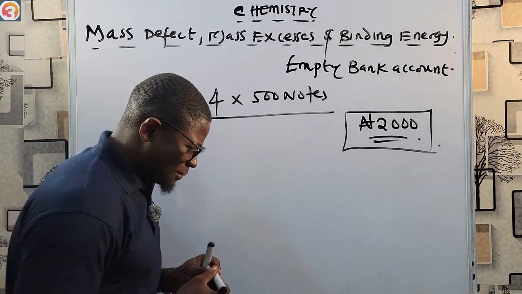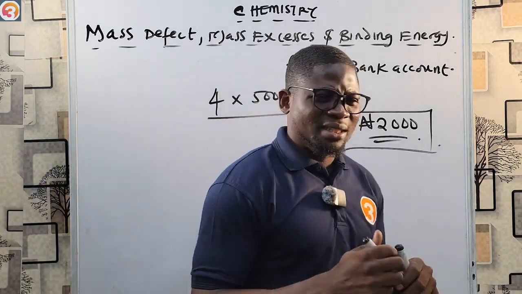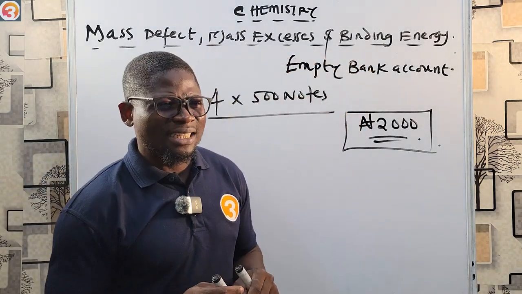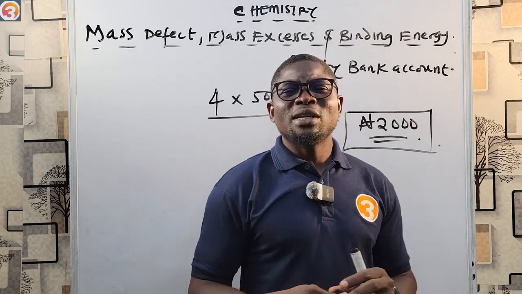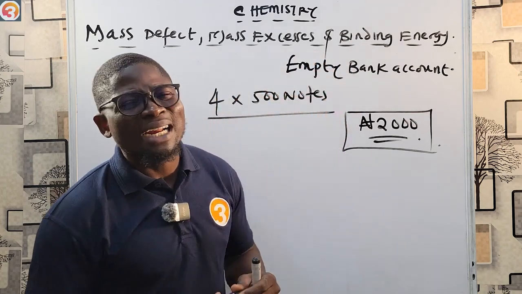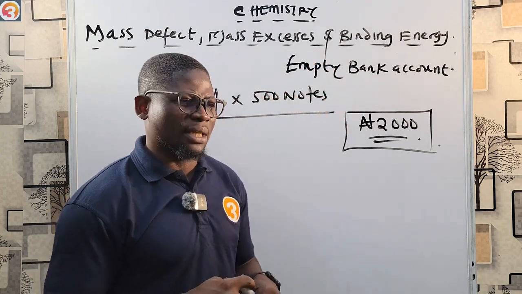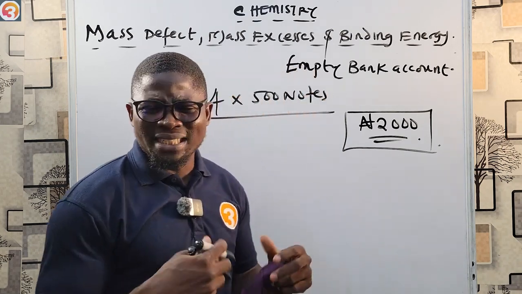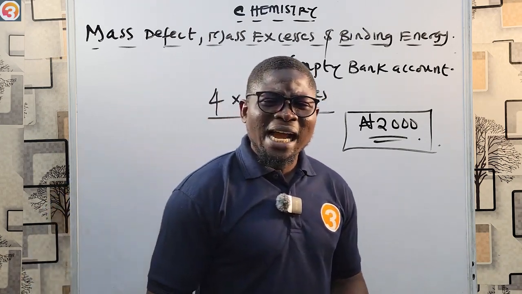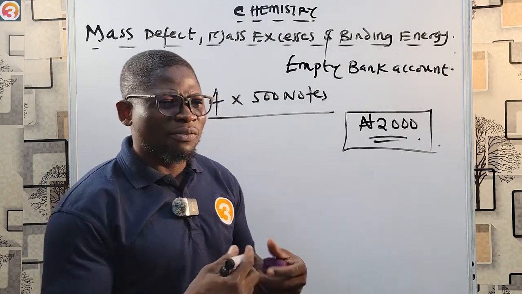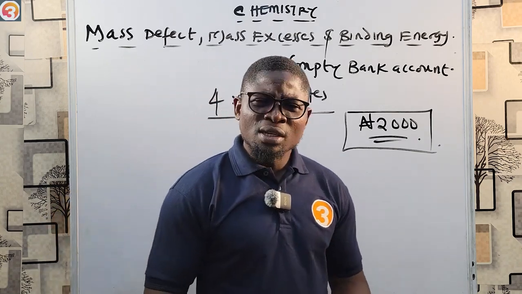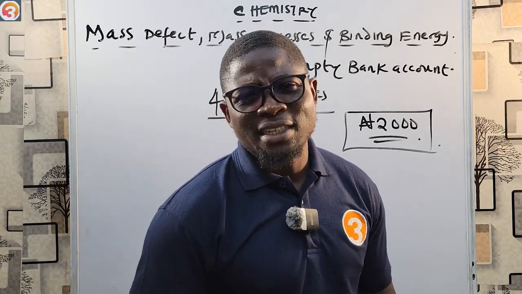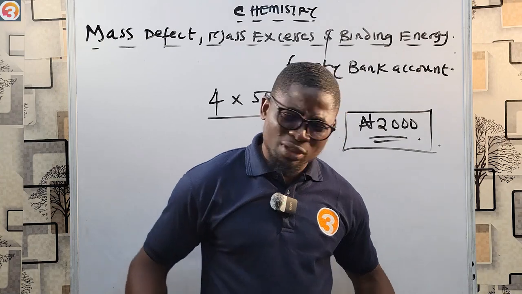Now, after you left the bank, after depositing, you discover that you now have 1,950 naira in your bank account. You will say, hey, but I took 2,000 naira and deposited it in the bank account. I don't have an ATM, they don't charge me for anything, I do not do transfer. So why would my money be cut like that?